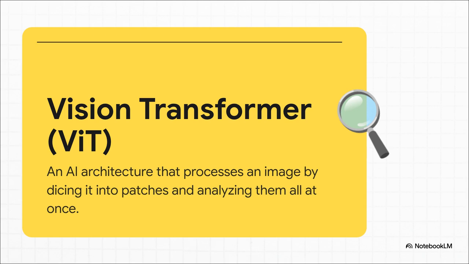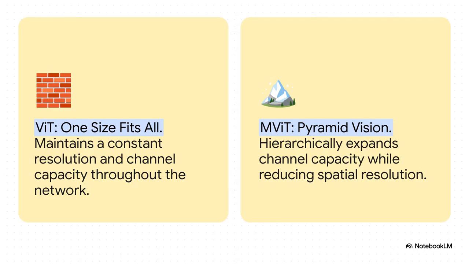Okay, so the standard vision transformer, or ViT, it's an incredibly powerful tool. Its whole thing is to take an image, chop it up into a grid of smaller patches, and then analyze all of those little patches at the same time to figure out what's in the scene. But here is the catch. The standard ViT uses this one-size-fits-all approach. It processes the entire video at one single fixed resolution. MViT, on the other hand, uses what the creators call pyramid vision. It starts by looking at the tiny, fine details, and then it gradually zooms out to understand the bigger picture. It's way more efficient and, well, a lot smarter.